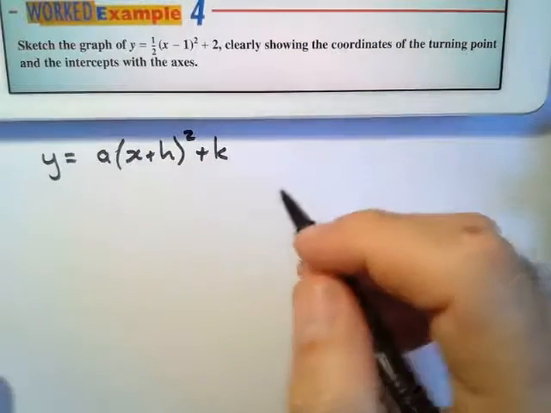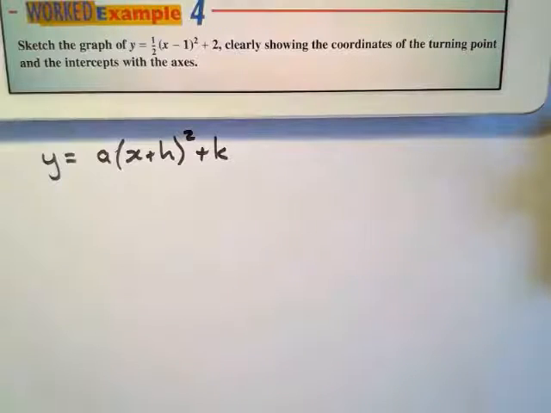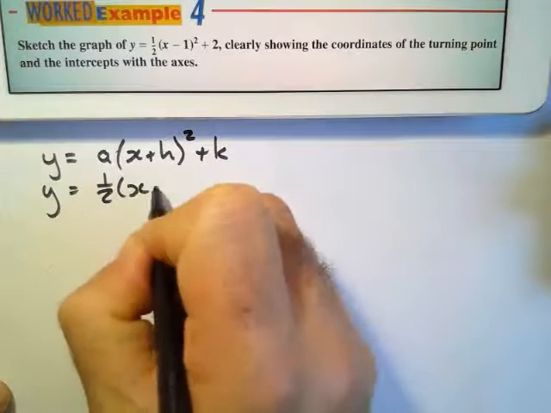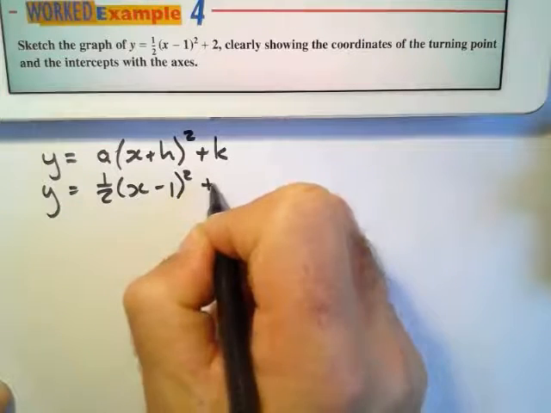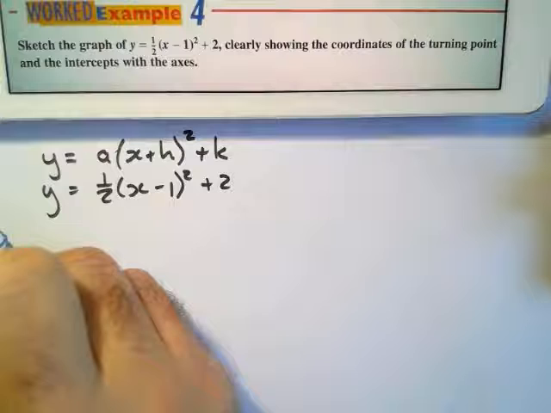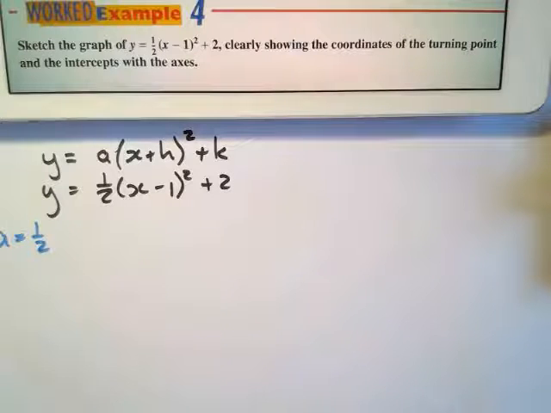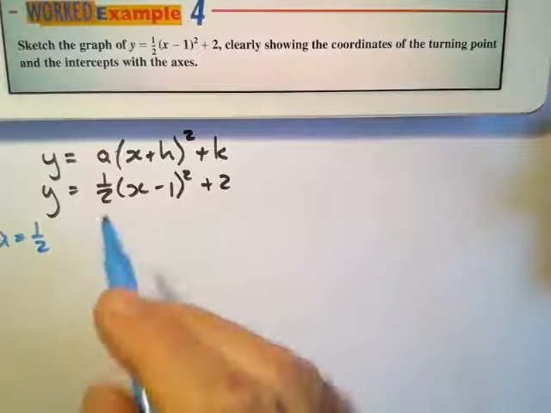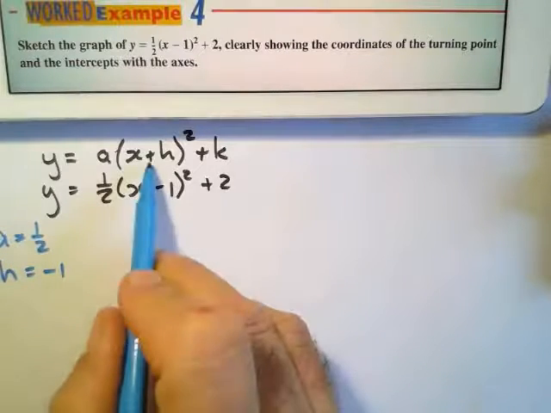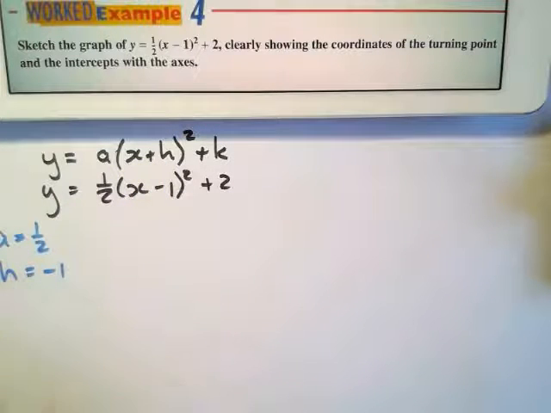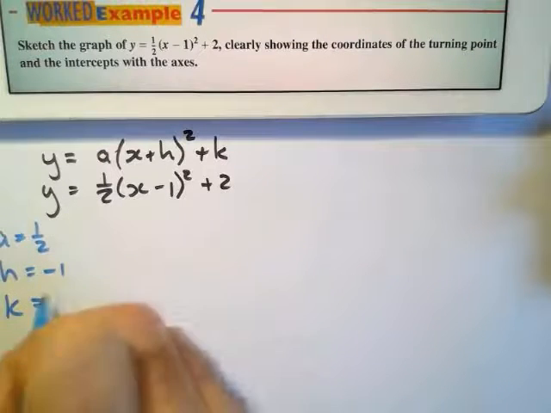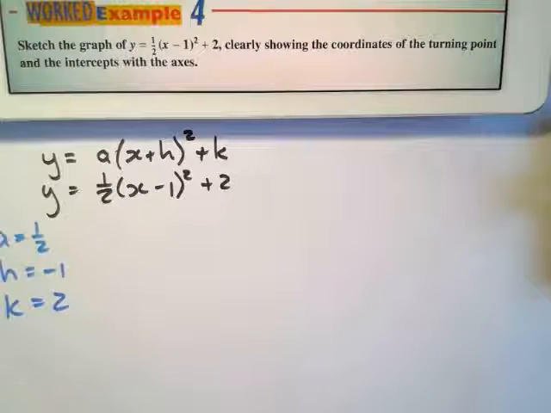What I'm going to do then is I'm going to say what happens with what values. This is y equals a half (x minus 1) squared plus 2. So I'm going to say a equals a half. I'm going to say that h equals -1. Remember, if you use -1, then this should be +1. And then k equals plus 2.